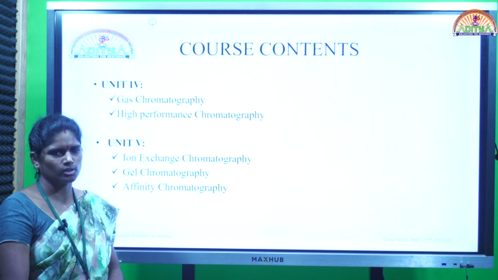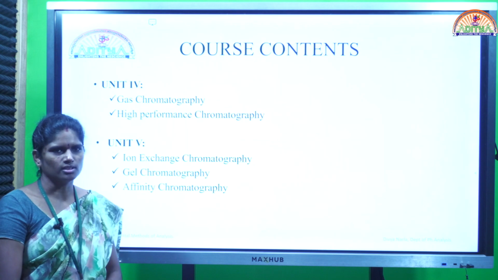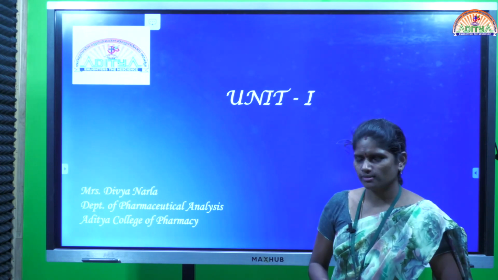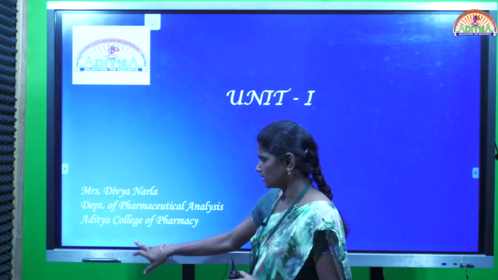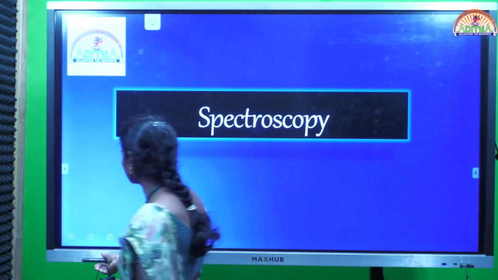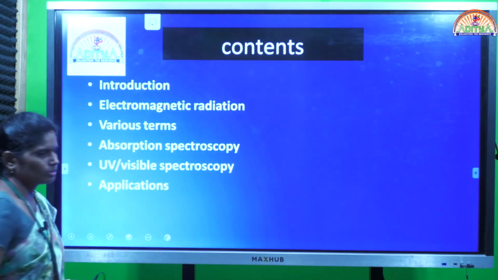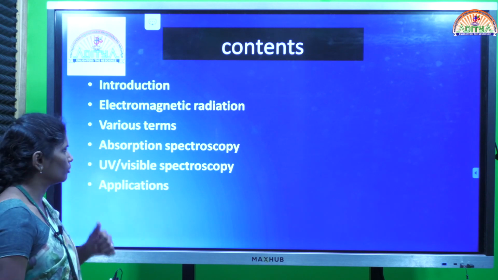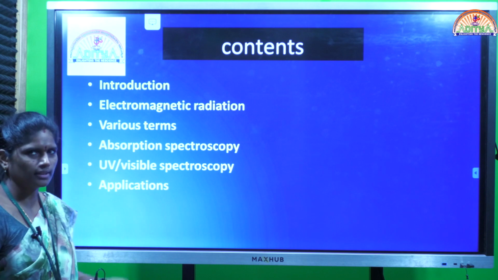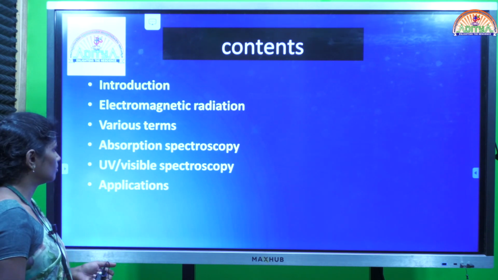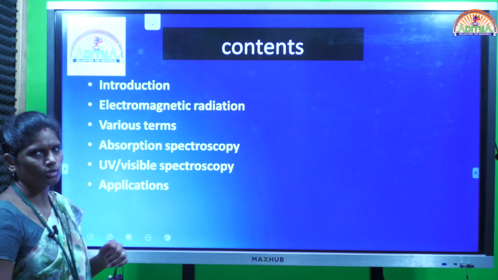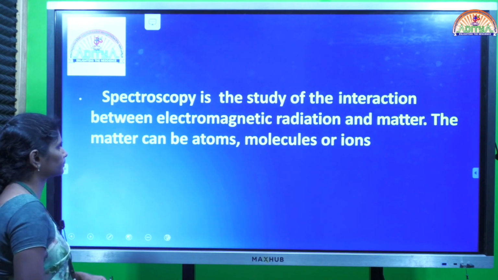And now let us continue with the spectroscopic techniques, and before that we will be discussing the introduction regarding what is spectroscopy and what are the various basic terms which are applicable in the spectroscopic techniques. So let us continue with our unit 1, which is dealing with the spectroscopic technique. In this we will be discussing the general introduction regarding the spectroscopic technique, followed by what is electromagnetic radiation, what are the various terms we will be using in this, and absorption spectroscopy, followed by UV visible spectroscopy and the applications of UV visible spectroscopy.